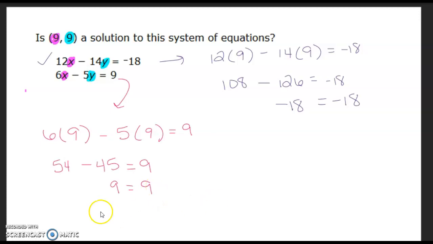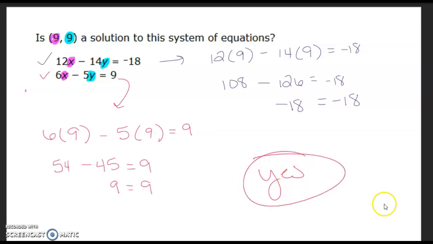Perfect. So we got two true statements. It works for both. So is this a solution? Yes, it works for both of the lines.